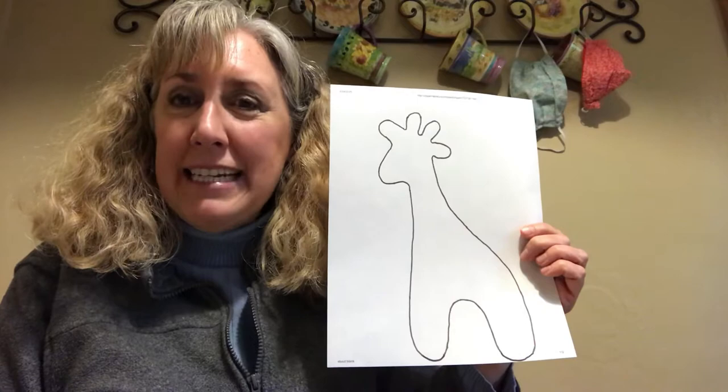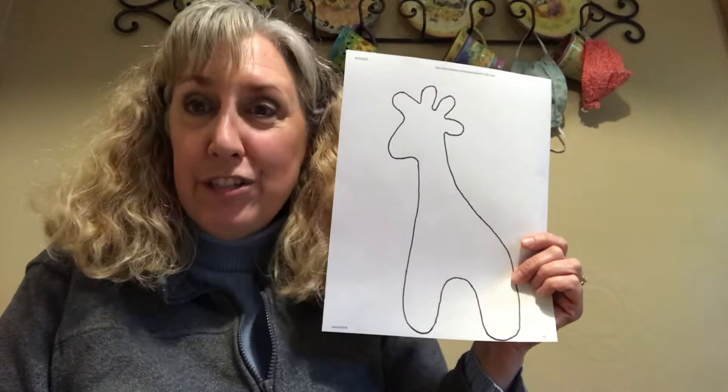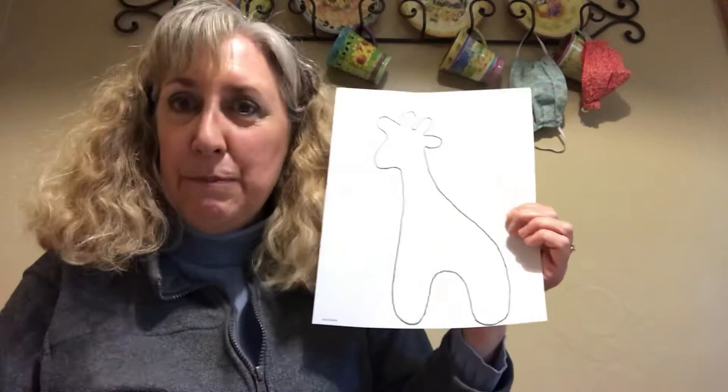Now the way I'm getting these outlines, I'm just Googling outline of a giraffe or outline of a zebra and just choosing one that I like and printing it off. I think that's the easiest way. I chose this giraffe outline because it has nice thick, wide spaces. I think it's going to be easy to paint. So this is the one that I chose.